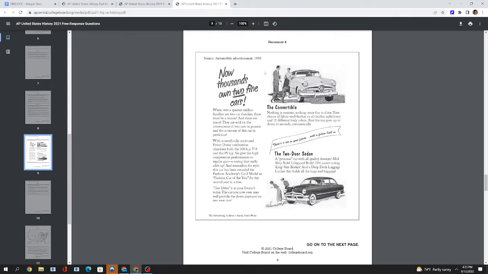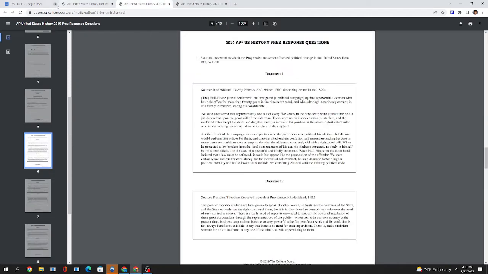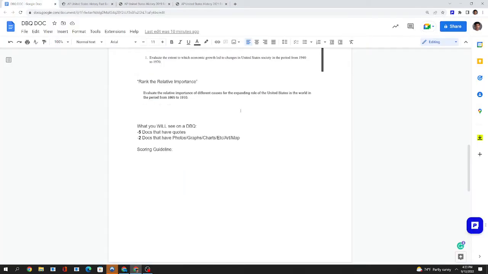Anyways, so like I said, this is kind of a photo. It's an advertisement, so you can kind of think of that as art. But with that being said, that is what the DBQ looks like. That is what you will see on the test. They don't really mix it around. The AP test makers are pretty predictable with this stuff.